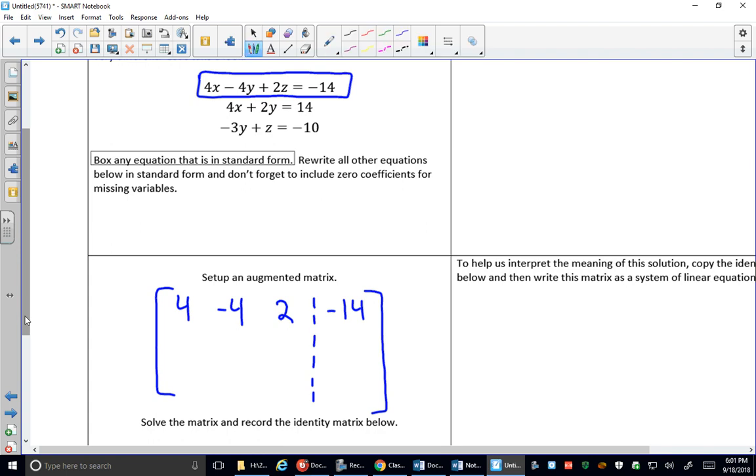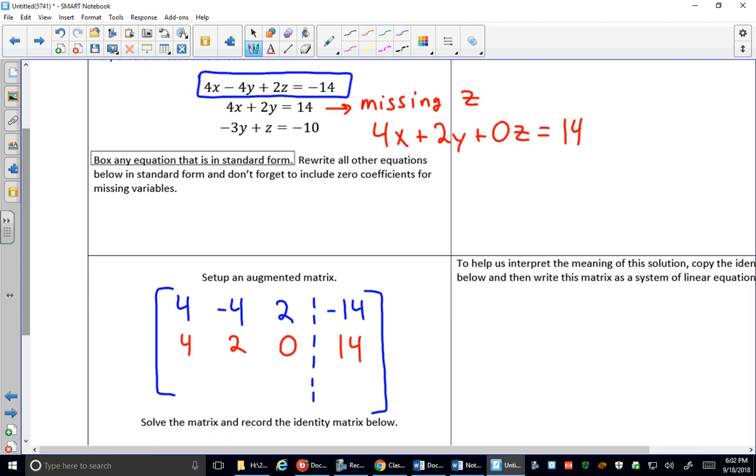Over here, if you notice, you're missing z. So how can I write this one? I can write it as 4x plus 2y plus 0z equals 14. Why is that important? Because 4 goes here and 2 goes there. But 14 didn't go here, it was 0. The coefficient of z that we couldn't see that was missing. And 14 on the other side.